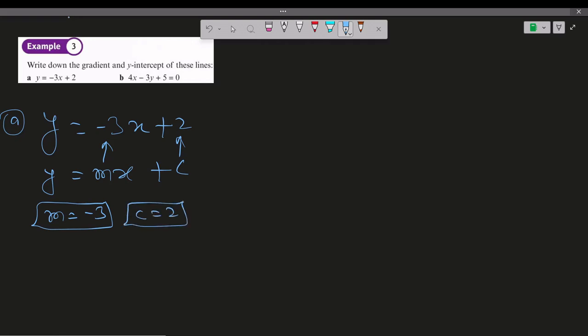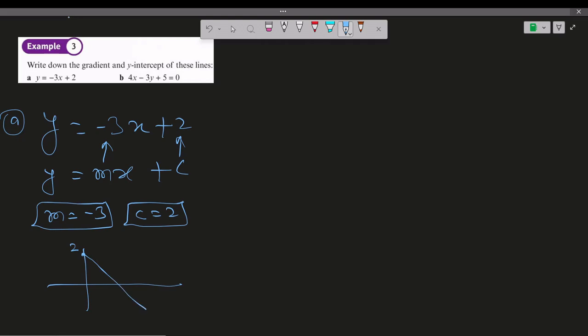Let us try to draw it also. See, your c is 2. C means y coordinate, so the line is intersecting the y-axis at 2. Let us call this point 2. And your gradient is minus 3. In the last class we learned that for an inclining line the gradient is positive and for a declining line the gradient is negative. So since my gradient is negative, I am quite sure that the line is declining somewhere.